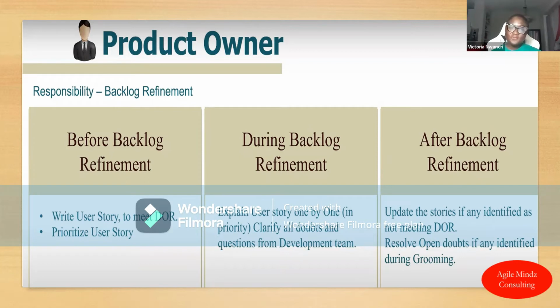So when it comes to the refinement meeting, the product owner's role, part of it is creating those user stories, ensuring that those user stories meet their definition of ready. And there are different criteria for definition of ready and definition of done. That's definitely something we can discuss maybe later on in the next videos. So they have to ensure that they create those stories in the backlog.